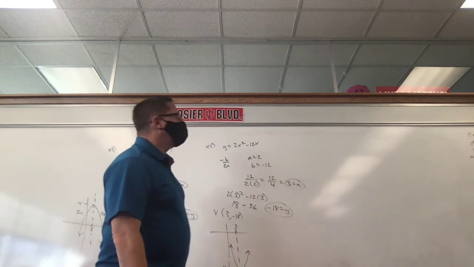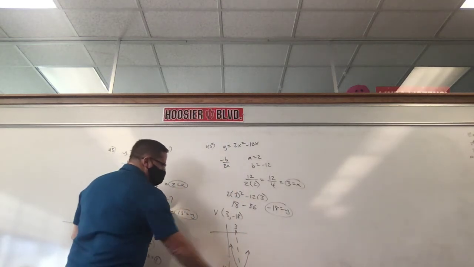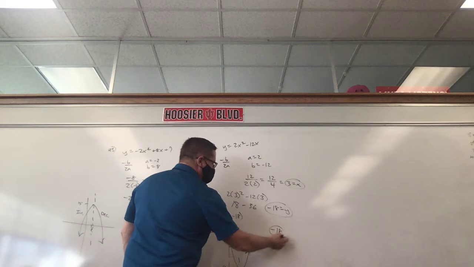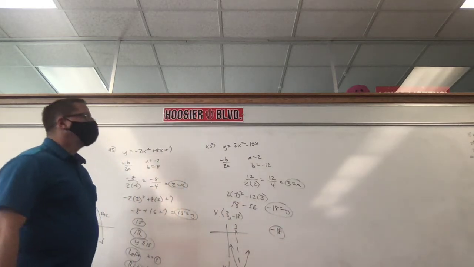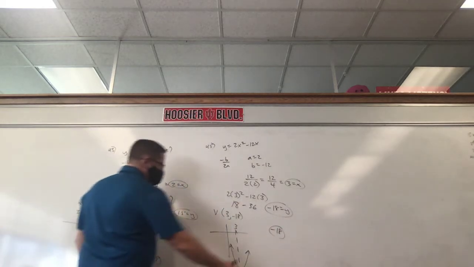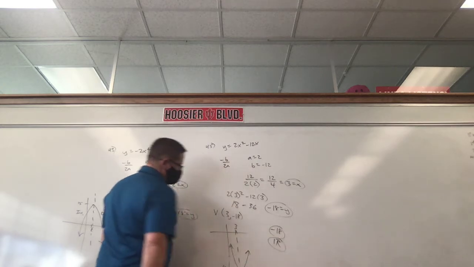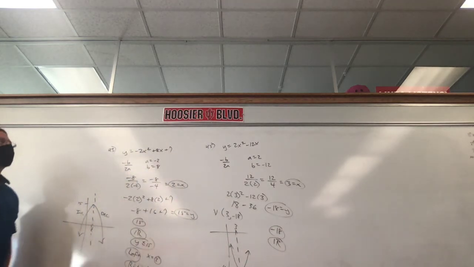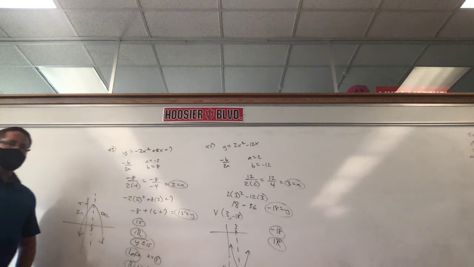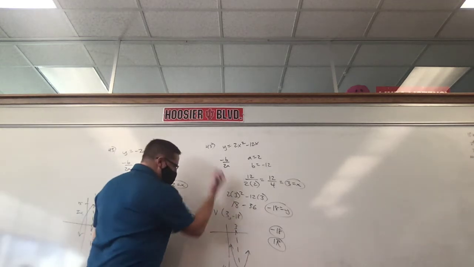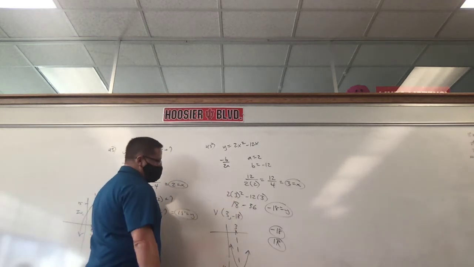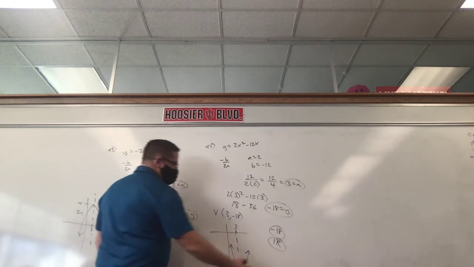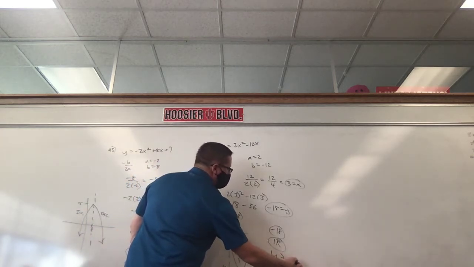Okay, so the minimum value is down here at negative 18. That's the lowest it ever got to, was negative 18. Domain is all real numbers, left and right forever. Range, don't look at it left and right, look at it up and down. It goes up forever. It only goes as low as negative 18 though, so y has to be everything above negative 18.